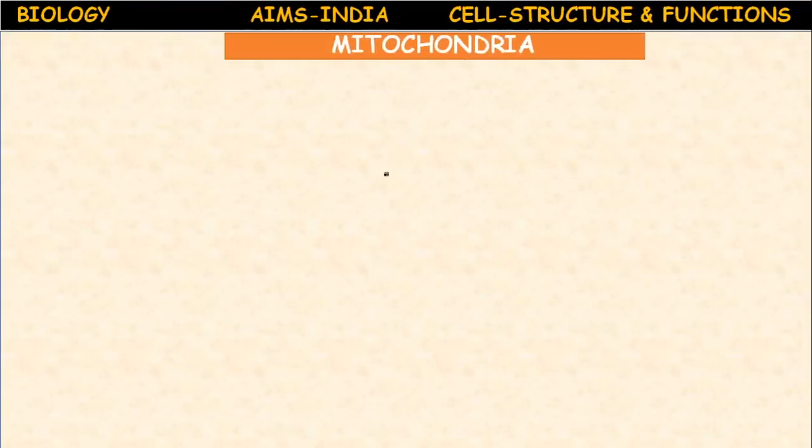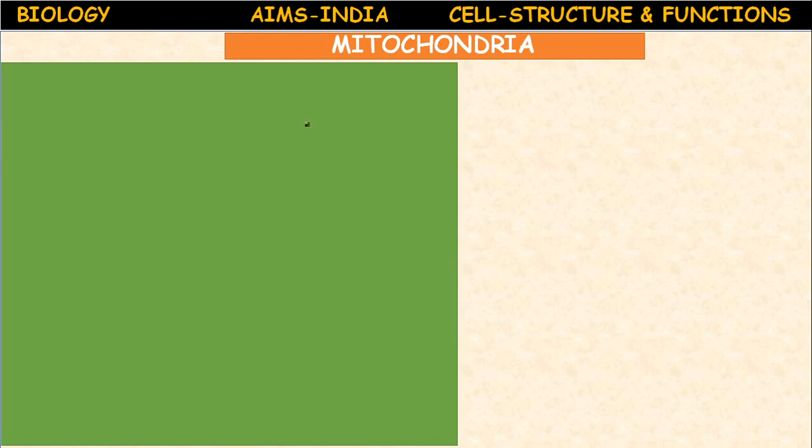Next, mitochondria. Mitochondria are very small spherical structures. To understand the structure of mitochondria, an activity is given. Observing mitochondria in the onion peel. With the guidance of your regular teacher, you can do this experiment.